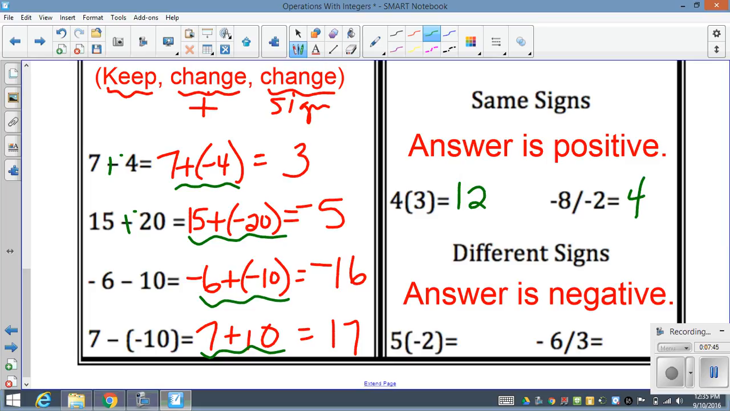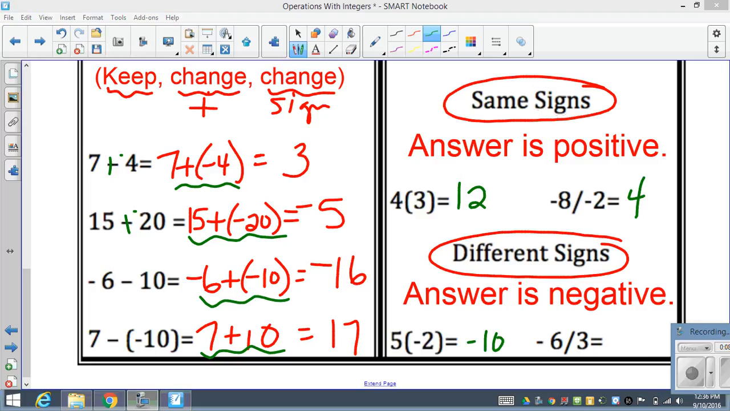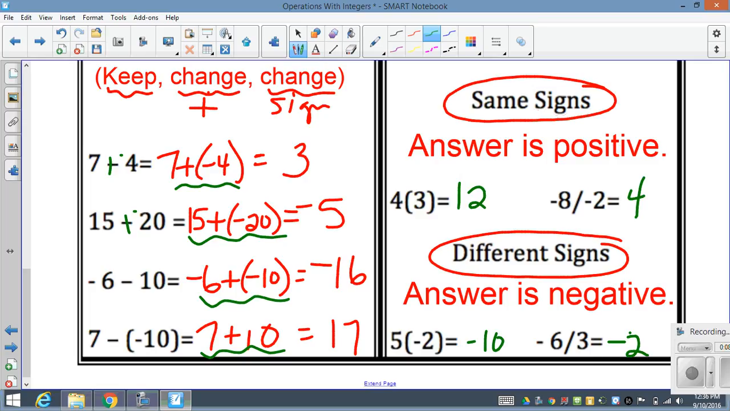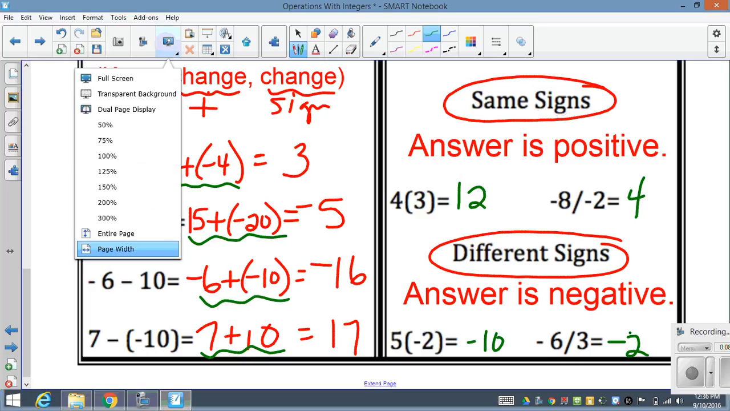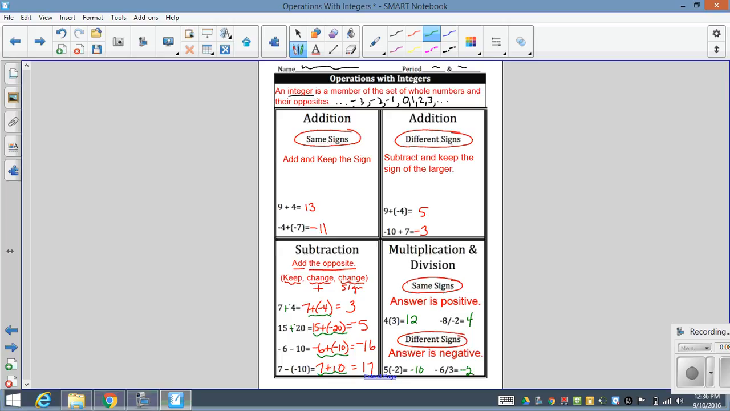If your signs are different, in fact, let's come back and circle these the way we did the others. If your signs are different, you are going to multiply or divide, and your answer will be negative. So 5 times negative 2 is negative 10. Negative 6 divided by 3 is negative 2.